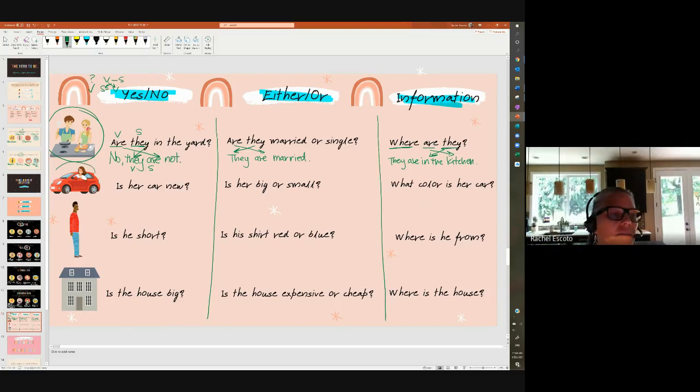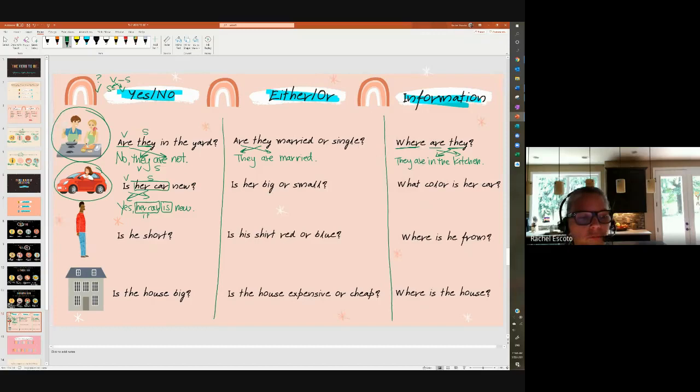Okay, how about this one? Is her car new? Look, first comes the verb, then comes the subject. The subject is actually her car, right? The whole thing is the subject, her car. So in the answer, we have to switch it around. Is her car new? Yes or no? Yes, her car is new, right? The subject and the verb switch around. Or we could also have said it is new.